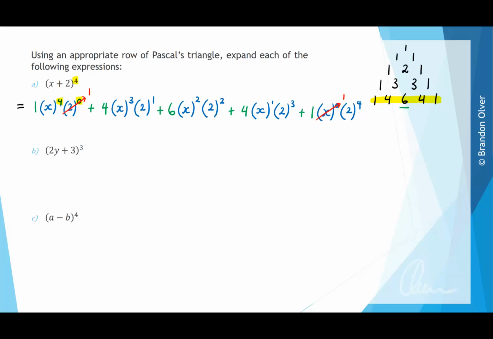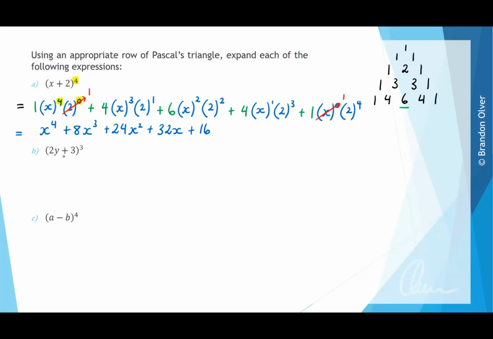So we can now fully simplify this. So this is going to be equal to 1 times x to the power of 4, which is just x to the power of 4. And for our next term, we have 4 times 2 is 8, and it's going to be x to the power of 3. And then we have plus, and it's 6 times 2 squared, which is 4, so it's plus 24, and then it's x to the power of 2. And then we have 4 and 2 to the power of 3 is 8, so that's going to be plus 32, and then it's just x. And then the last term is 2 to the power of 4, which gives plus 16.